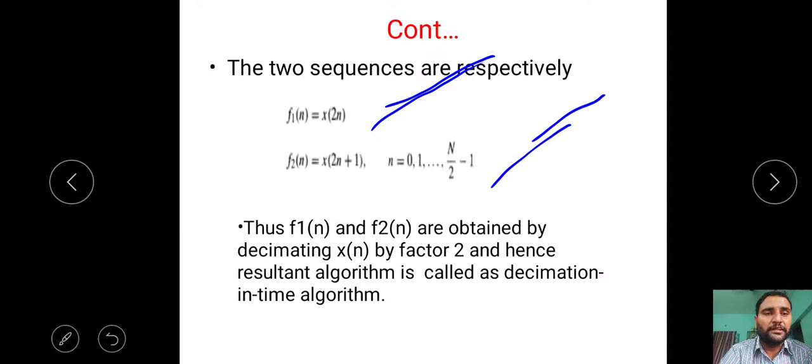Hence, the resultant algorithm is called the decimation in time algorithm. That means here we have divided the sequence by using time. That's why it is called decimation in time algorithm. Here, what do we have to do first? In the FFT algorithm, the first step is to divide the given sequence into a number of parts based on the even and odd concept, like this, f1 of n and f2 of n.